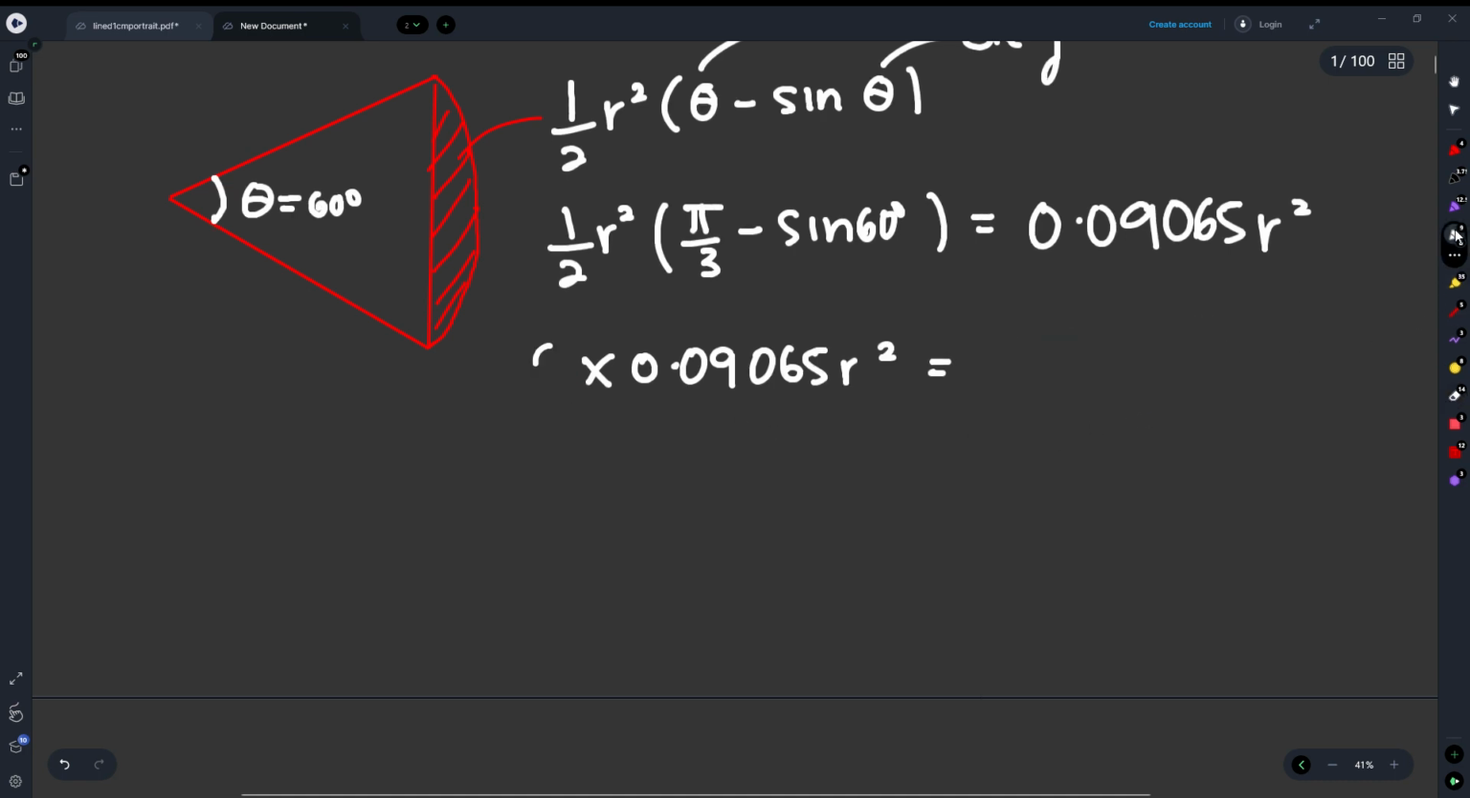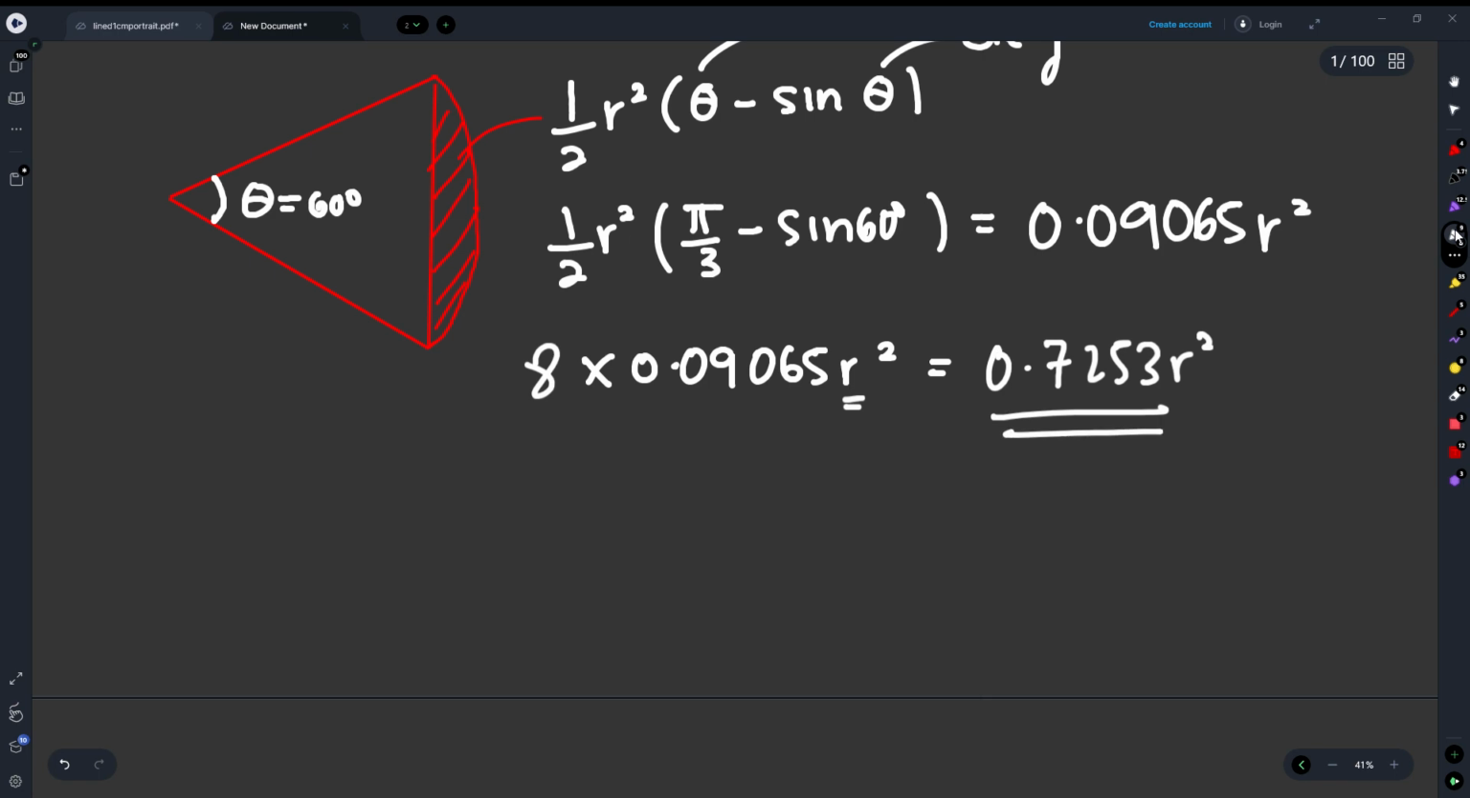So here it will be 8 times this one. You will actually get 0.7253 r square. Don't forget the r square, please. This is the area of the unshaded segments.